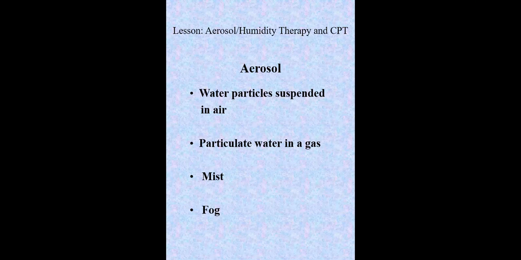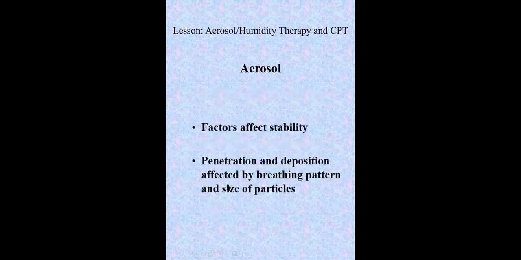Some things like gravity. As it gets colder, the water particles get bigger. They start to come together and they get big and heavy. And as they were able to float, now they're so heavy, they fall out of the sky like rain. Okay? That's called rain out. And some other issues as well. But aerosol, or water particles suspended in the air, particulate water in a gas, a mist or fog. Here go the factors that affect stability. Some of them are gravity, particle size, right? Inertial impaction, right? Remember all of those factors that affect stability of that aerosol, okay?